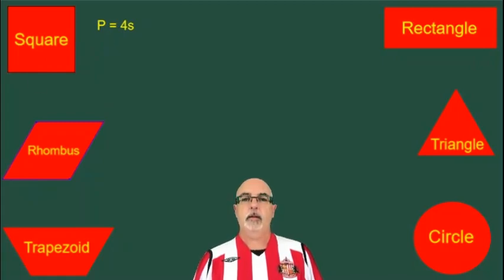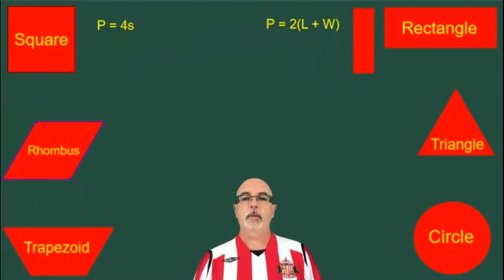Then we have the rectangle. The rectangle can come in very different varieties. You can have skinnier ones, you can have wider ones. But the perimeter of any rectangle can be found with this formula. Perimeter is equal to 2 times the total of the length and the width.